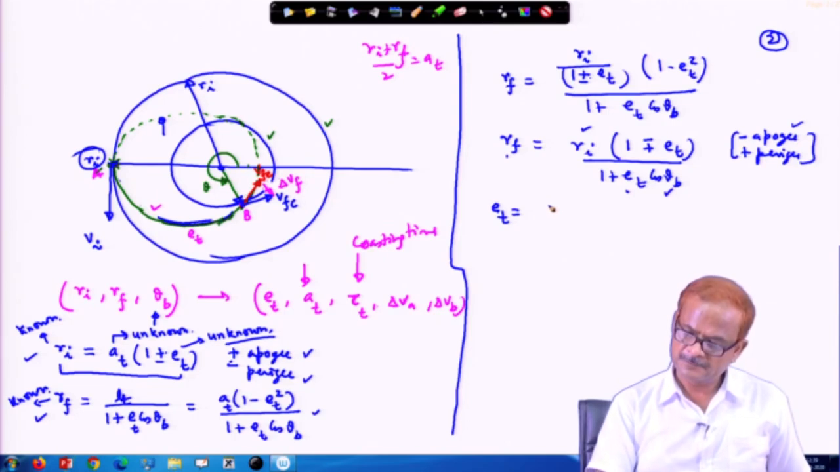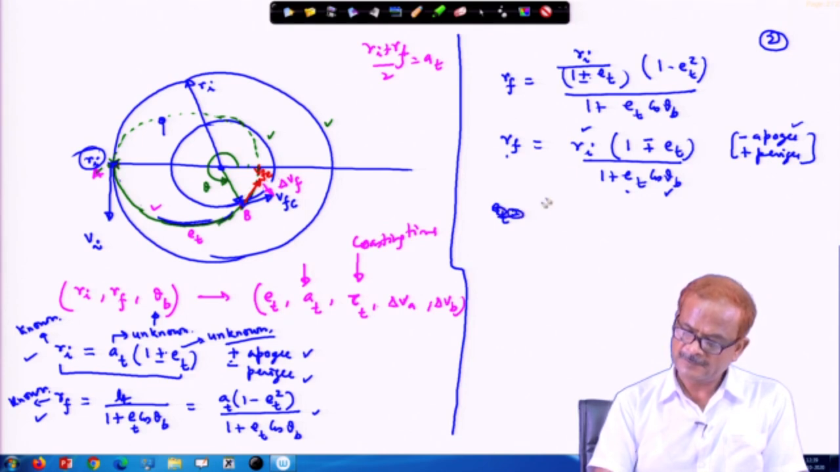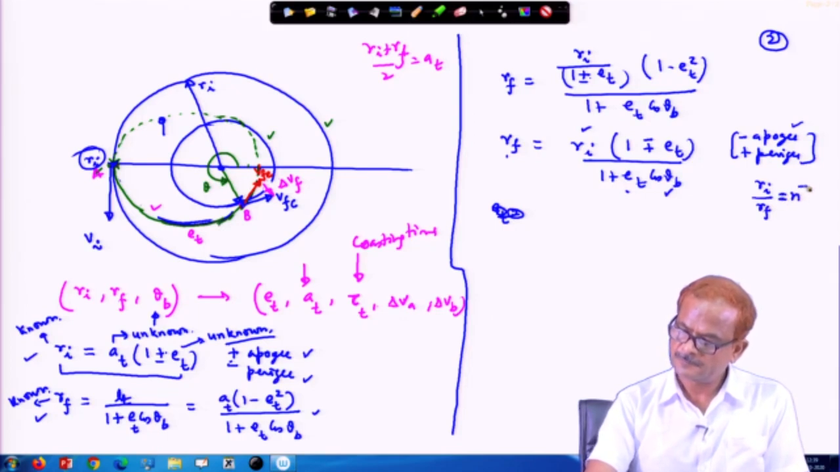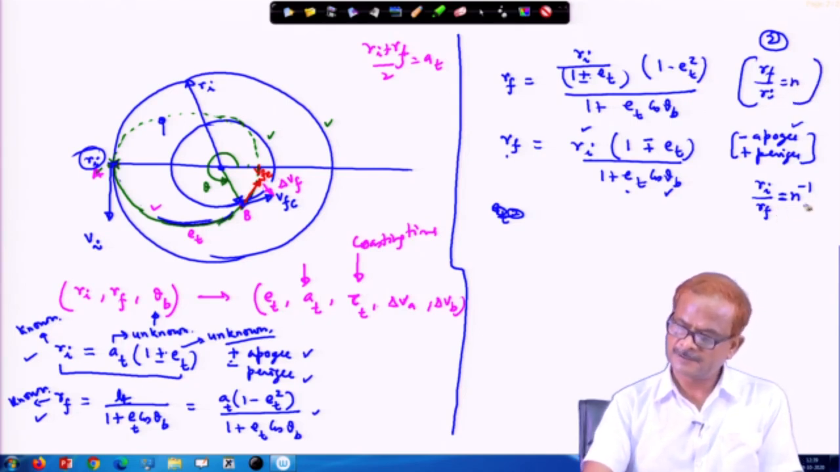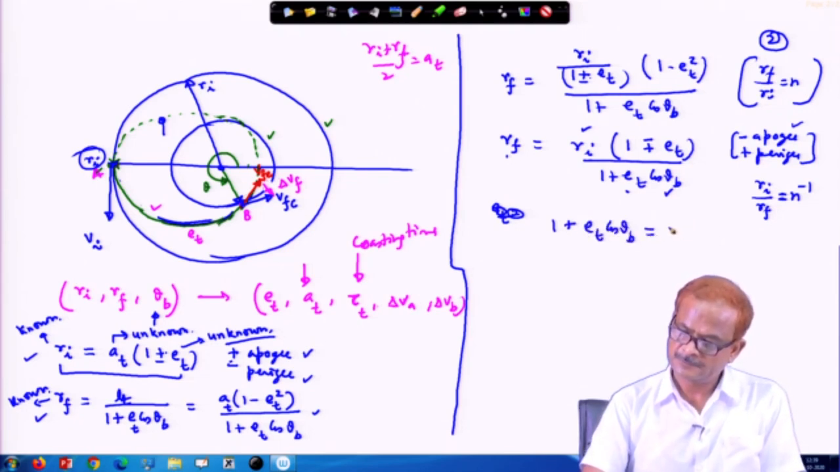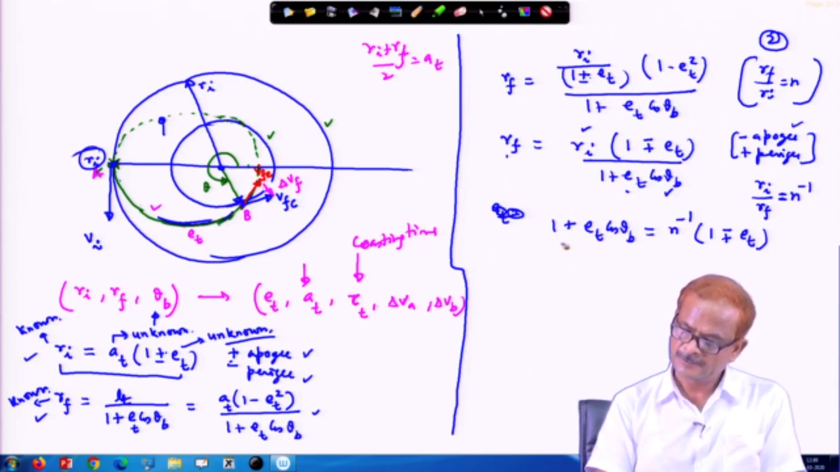if we solve it, so to simplify, I will write here R_i by R_f equal to n inverse. Always we are using the symbol R_f by R_i equal to n. So, R_i by R_f will be n inverse. So, this gets simplified: 1 plus E_t cos theta_b equal to n inverse times 1 minus plus E_t, and then combine the terms in terms of E_t.